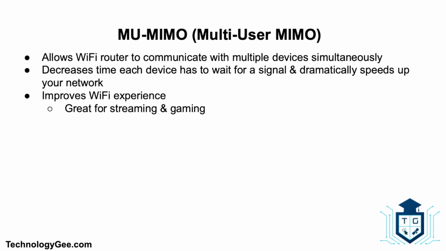Multi-user, multiple input and multiple output, or multi-user MIMO, allows a Wi-Fi router to communicate with multiple devices simultaneously. This decreases the time each device has to wait for a signal and dramatically speeds up your network, considering that the average household has upwards of 8 devices battling for bandwidth simultaneously. Multi-user MIMO will increasingly improve a household's Wi-Fi experience, especially when it comes to streaming and gaming.